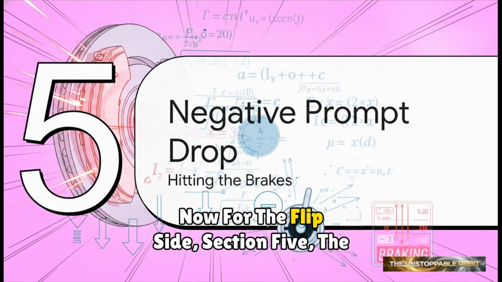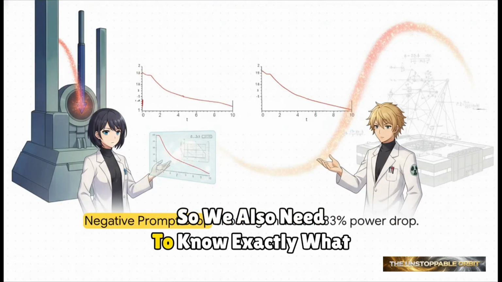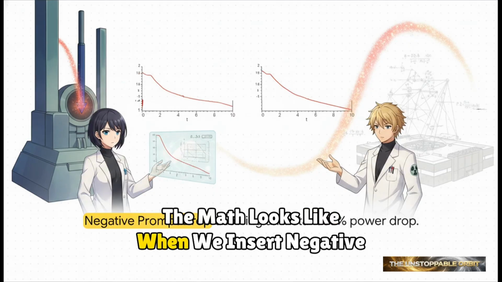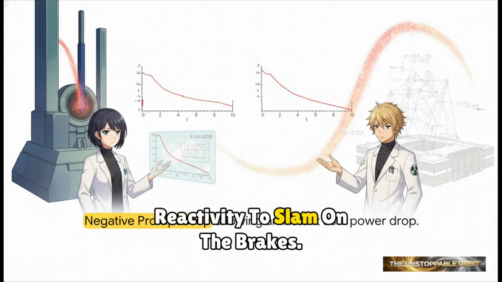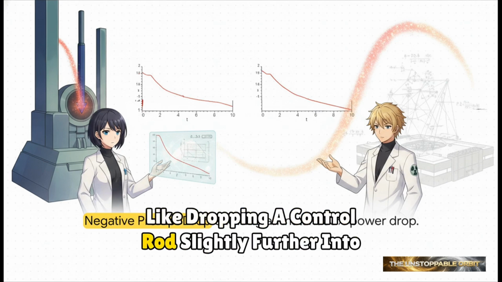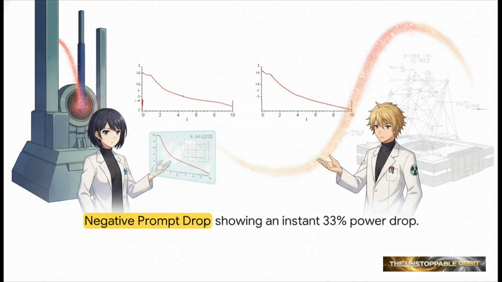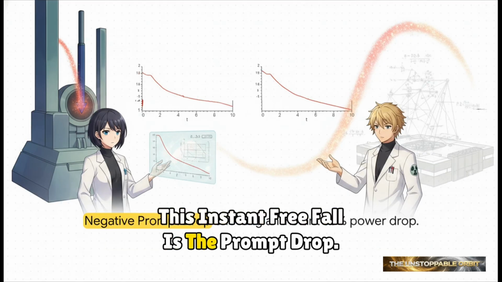Now for the flip side, Section 5, the prompt drop. So we also need to know exactly what the math looks like when we insert negative reactivity to slam on the brakes. When an operator executes a negative step insertion, like dropping a control rod slightly further into the core, reactor power drops almost instantaneously by about 33%. This instant freefall is the prompt drop.